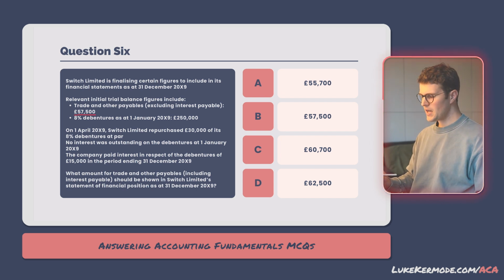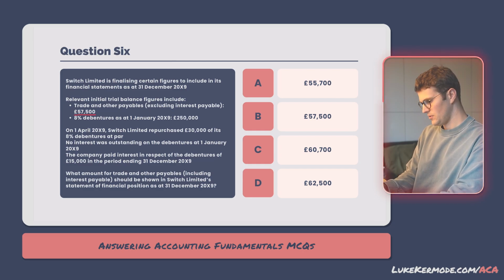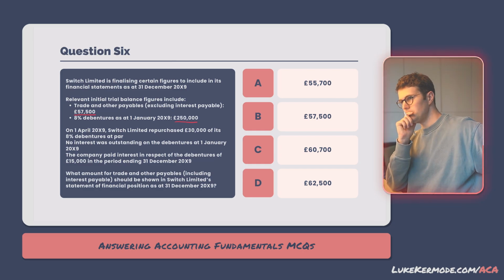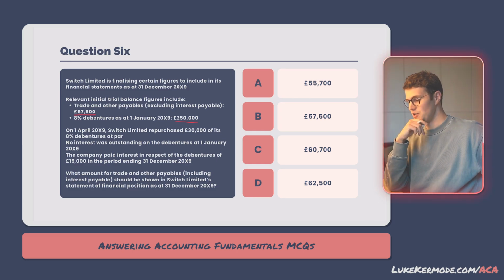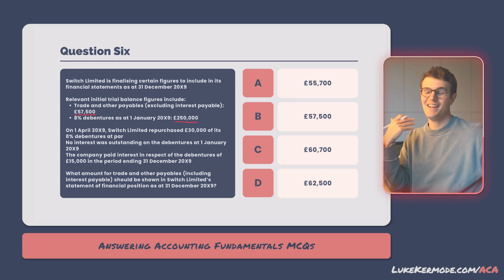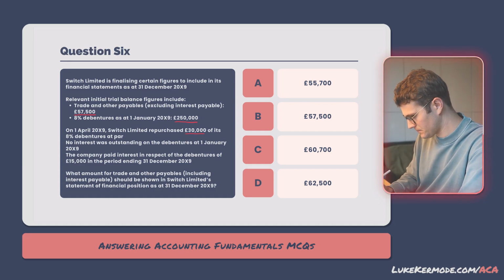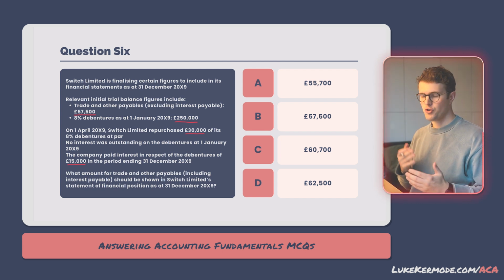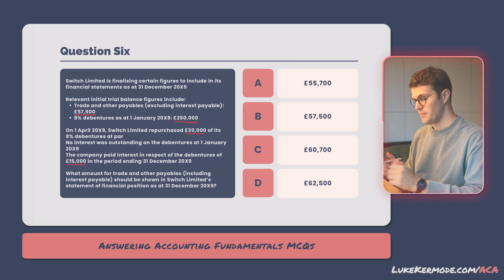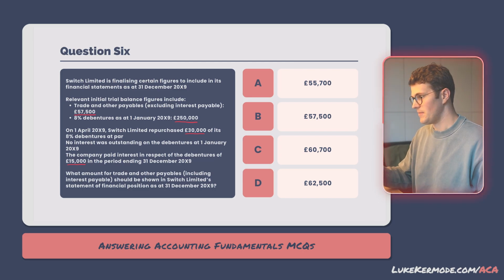£57,500. And we're told that the company has 8% debentures as at the 1st of January 20x9, worth £250,000. On the 1st of April 20x9, the company repurchased £30,000 worth of its debentures at par. There was no interest outstanding at the start of the year. And during the year, the company paid interest in cash of £15,000. The question asks us what amount for trade and other payables, including interest payable this time, should be shown in the statement of financial position as at the 31st of December 20x9.